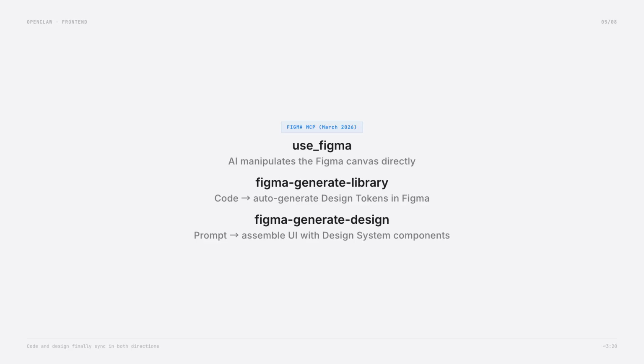Figma also shipped Figma Generate library, where AI reads your codebase and auto-generates matching design tokens and component libraries inside Figma. And Figma Generate Design, where you type a prompt and AI assembles UI screens using your existing design system components. Code and design can finally sync in both directions.